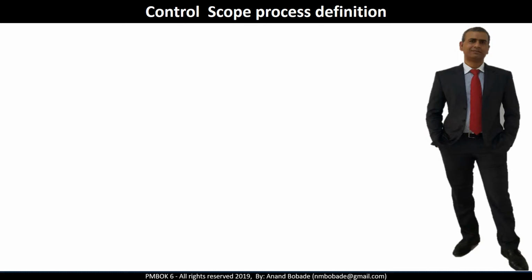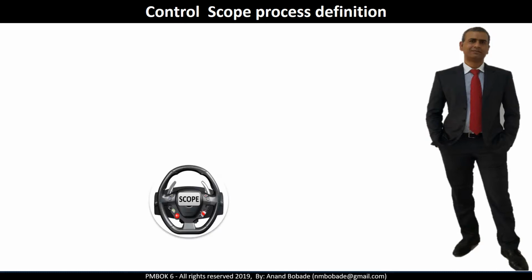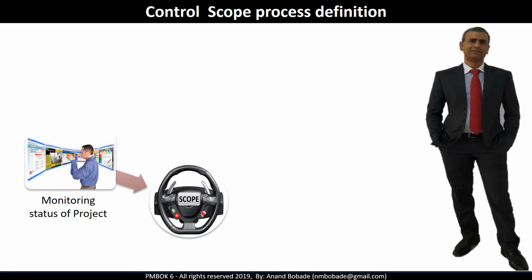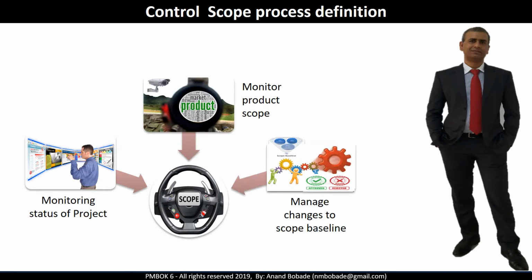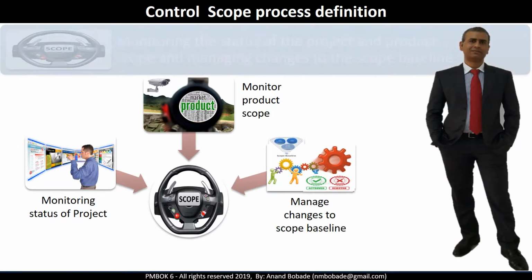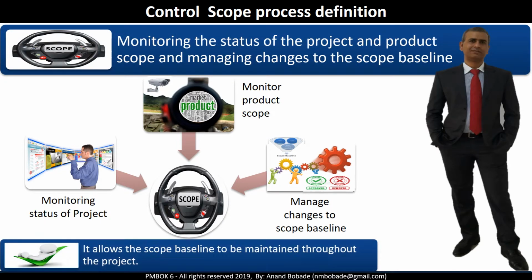Let's take a look at the process definition. Control scope is a process of monitoring the status of project and product scope and managing changes to the scope baseline. It allows scope baseline to be maintained throughout the project.